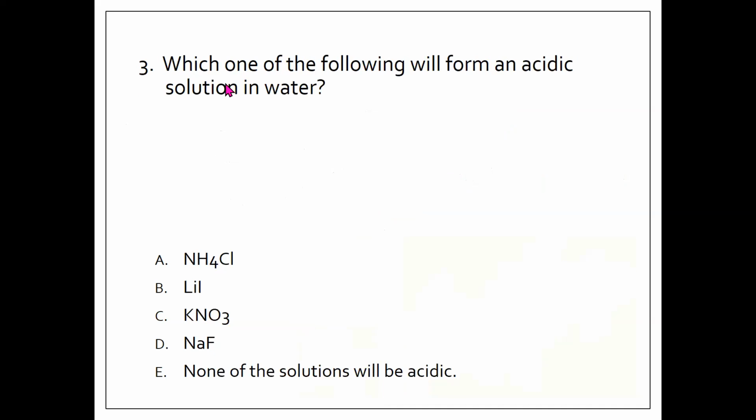Now in 3, they want to know which of the following will form an acidic solution in water. So we need to look at the salts, because this is a salt, this is a salt. These are all salts because we have the polyatomic cation and the anion, metal and nonmetal, metal and nonmetal, metal and nonmetal. So these are all ionic compounds, but some may be acidic or neutral or basic.